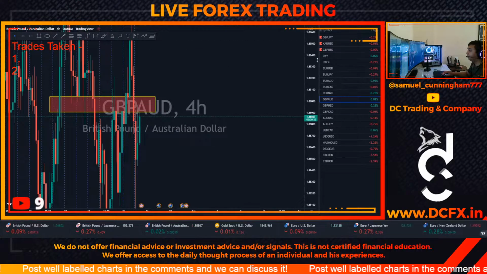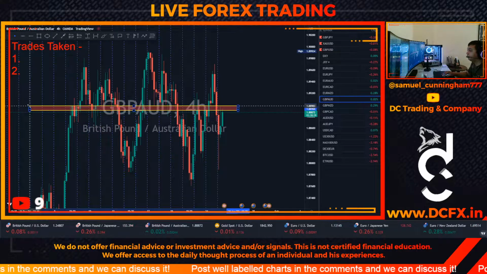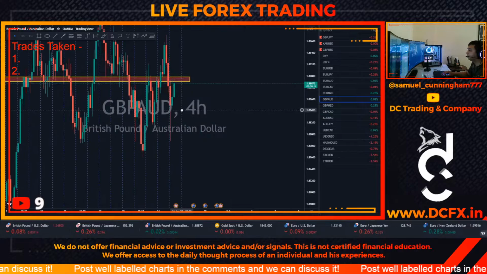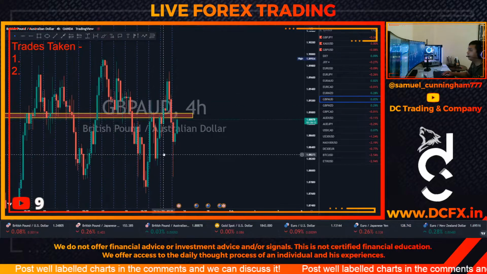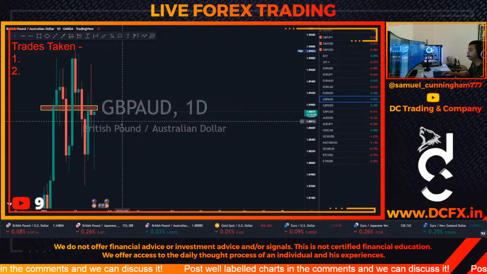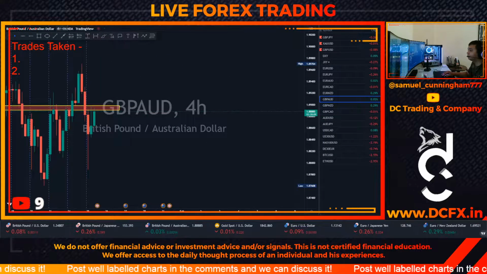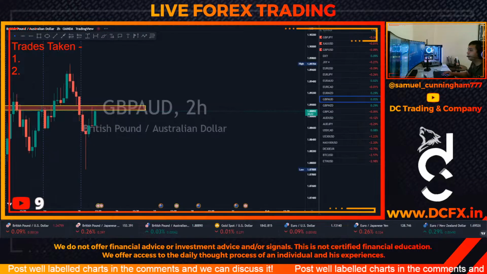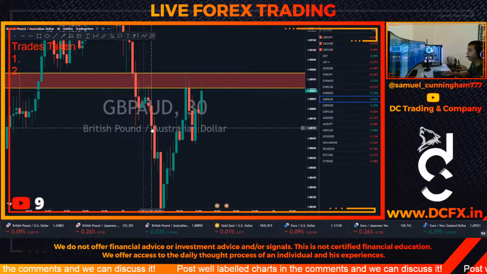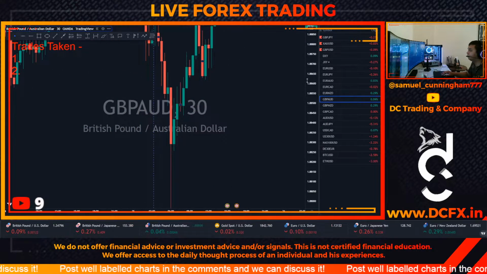Looking at it from a higher time frame point of view, if we do respect this 4-hour level that we are currently respecting, we could come back down. But let's see what happens. Ooh, the daily candle broke below the low and came back also. That's a little shady. London session would have been nice on GBP AUD. Yeah, look at that. Beautiful move in London for GBP AUD.